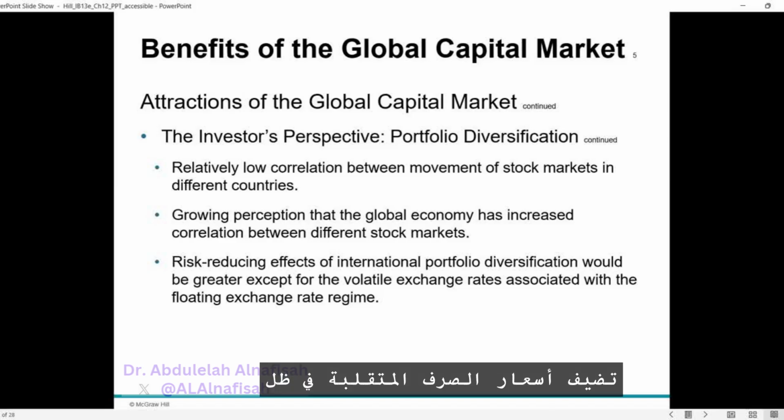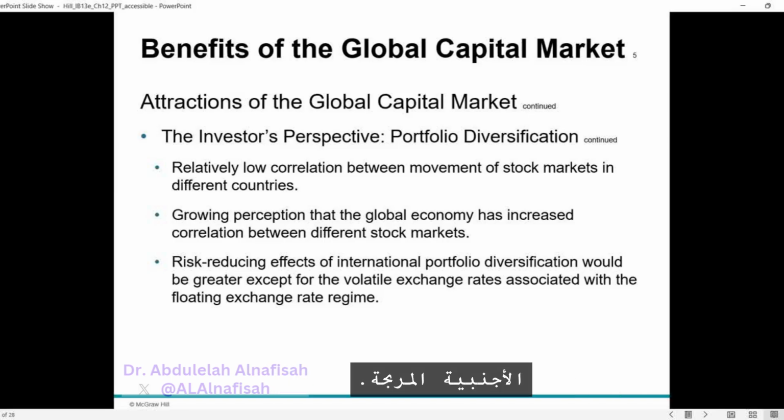Additionally, volatile exchange rates under the current floating exchange regime add an element of risk, as adverse currency movements can erode returns from otherwise profitable foreign investments.